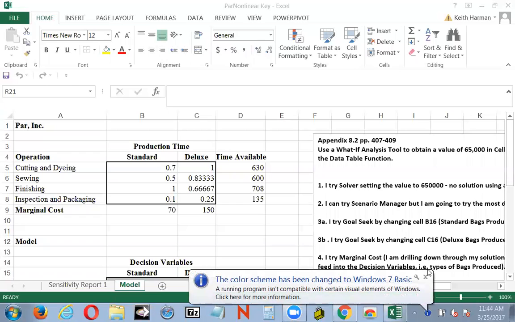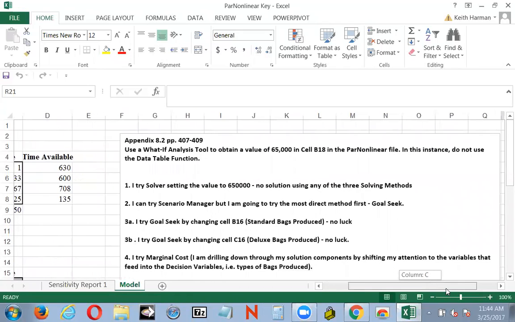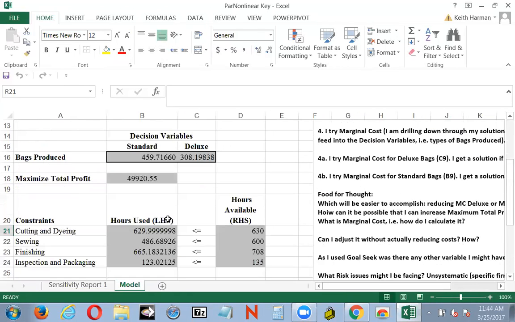Anyway, I'm going to show you what I was after. Some of you took kind of a longer approach to get this done, but I will show you what I'm trying to get done. Okay, I'm going to share the screen, the desktop. And you're going to see the PAR nonlinear key file. I have that hidden from you over there. But basically, here's what I'm after. And we'll talk about this very quickly. This is from Appendix 8.2, pages 407 to 409. And I ask you to use a what-if analysis tool to obtain a value of 65,000 in cell B18, okay, which is the maximum profits.